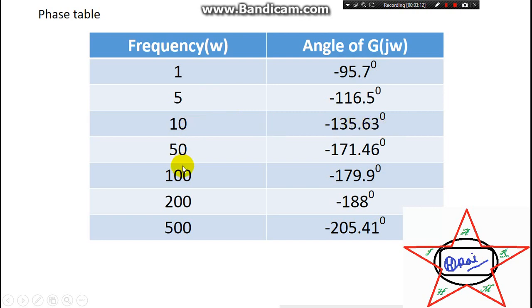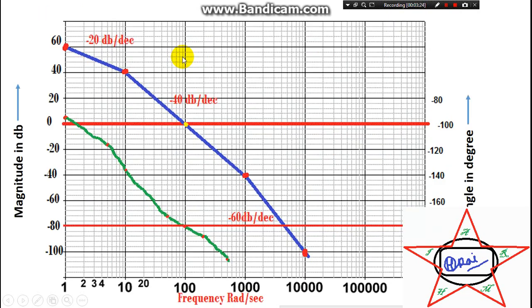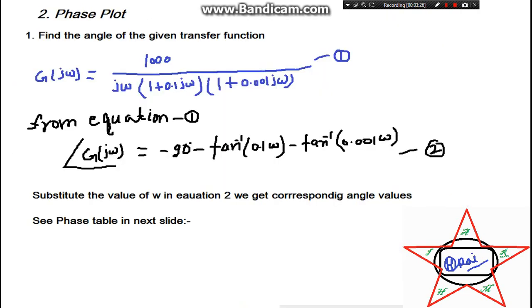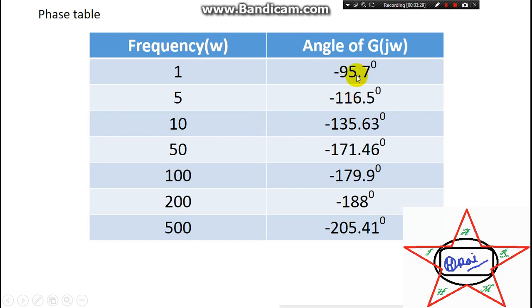The question will come into your mind: how are these omega values selected? I suggest you select the omega values in such a way that the minimum value of angle should be approximately 100 to 110, and the maximum value should be more than 180 degrees. Sometimes, even if you put more values, you won't reach 180 degrees. In that case, you just leave it.